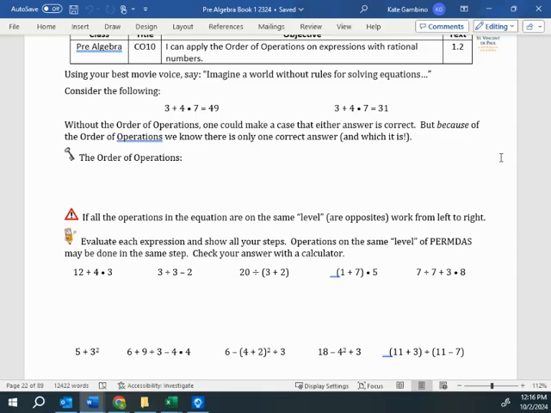So look at 3 plus 4 times 7. I see two different answers given. One says 49 and one says 31. Are they both right? Can we have different answers for the same equation? No. Which one is right? Without the order of operations, one can make a case that either is correct. But because of that order of operations, we know which one is the correct one. Figure out which one it is. I'm going to give my friends a moment to look who didn't have a chance yet.